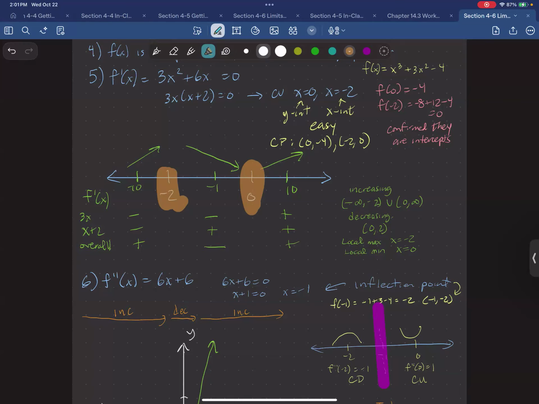Negative 1, when you plug it into the second derivative, is concave down, which means opening downward. Does give us a max, like we said. And plugging in 0 gives us a 1. That gives us a concave up, which would be a local min. So now we've got all the stuff. We're going to put it together.